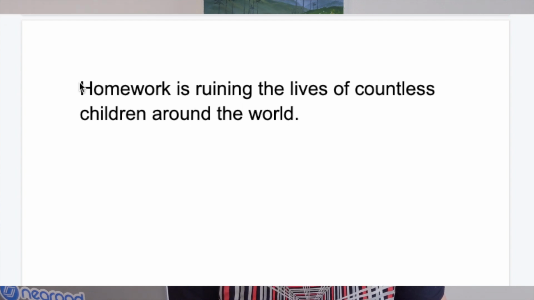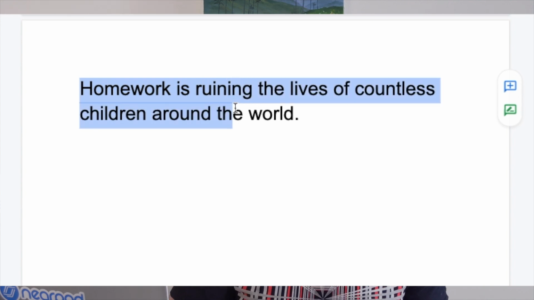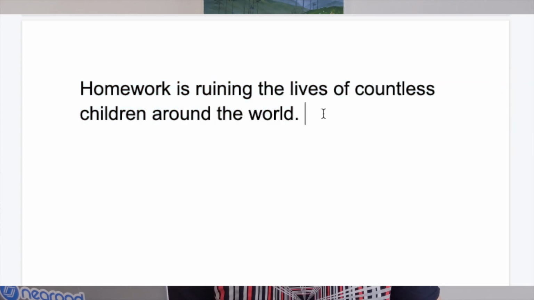A strong statement is just kind of an exaggerated sentence that you write that would maybe shock the reader and make them want to know, hey, what's this guy talking about? So for example, if I was going back to my essay about how we should not have homework, I might start off with a strong statement such as, homework is ruining the lives of countless children around the world.